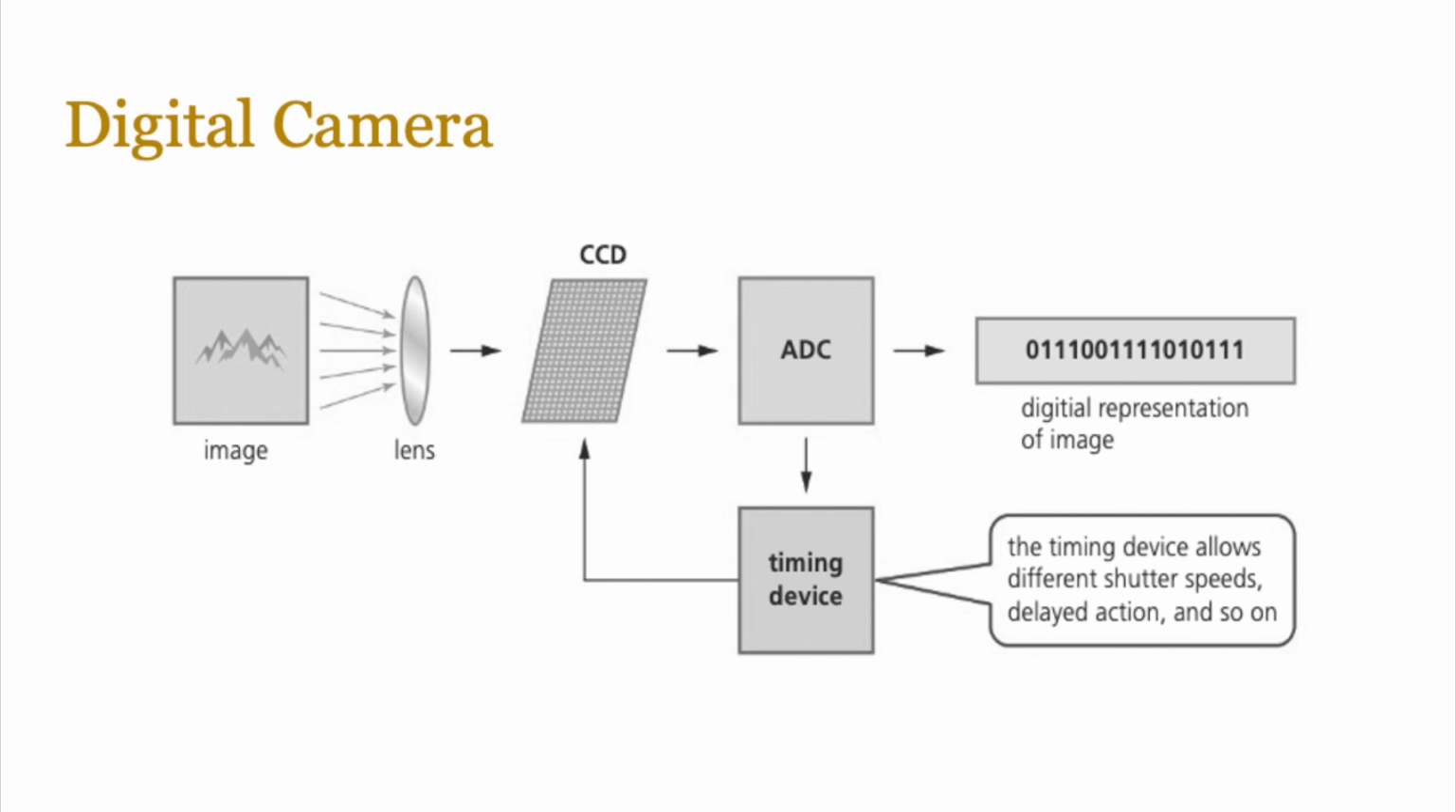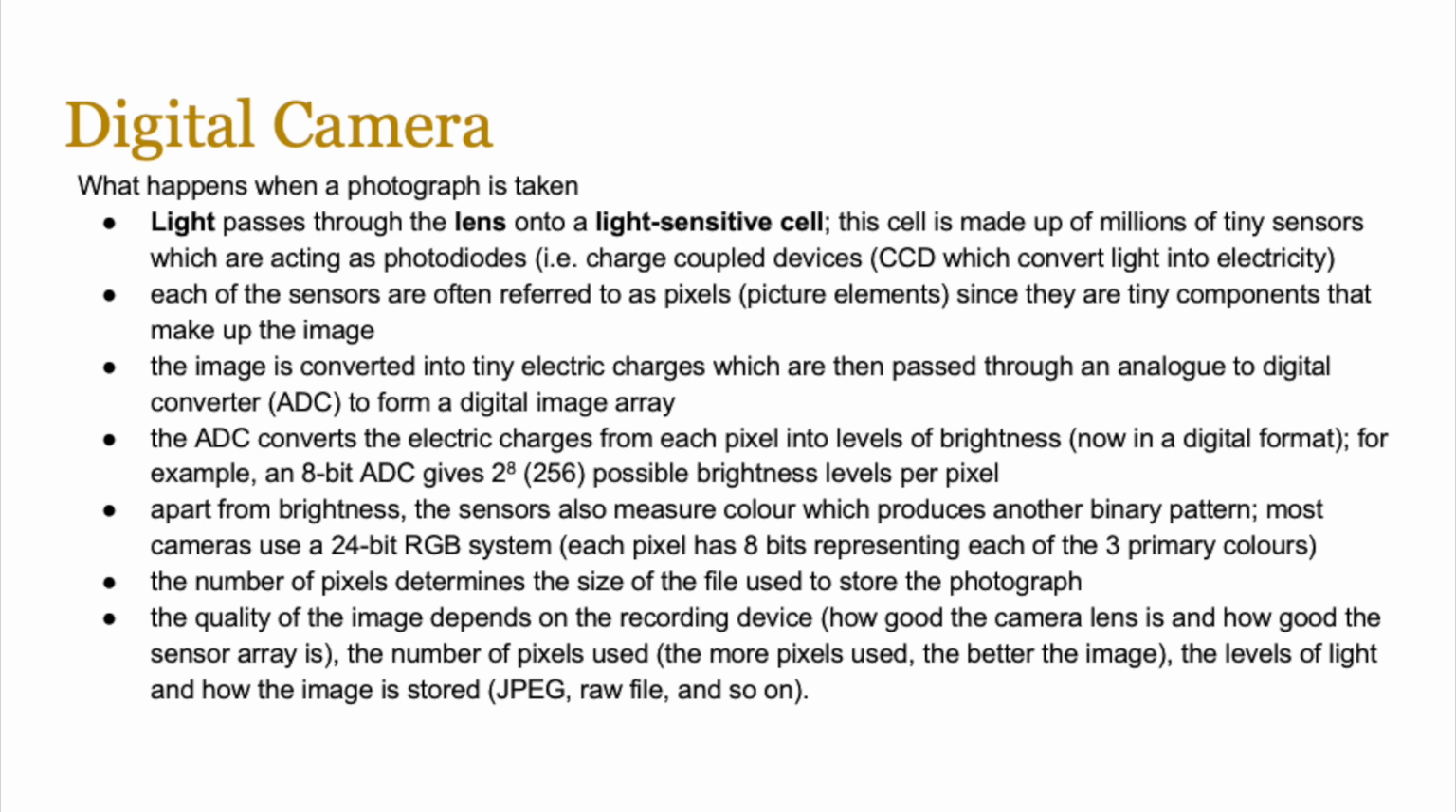So let's see how we can write this in words. This is the bit that you need to know for that exam, in addition to the applications, benefits, and drawbacks. So what happens when a photograph is taken? Well, light passes through a lens onto a light-sensitive cell. This cell is made out of millions of tiny sensors which act as photodiodes. Charge-coupled devices, CCDs, convert light into electricity, and these photodiodes are basically those things.